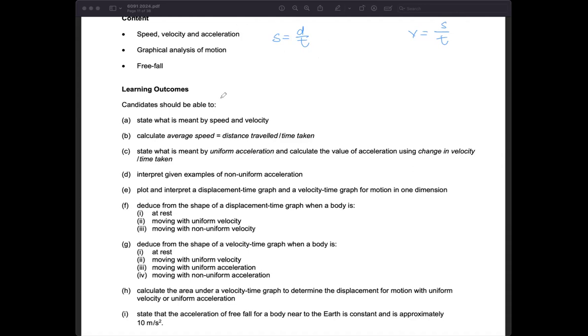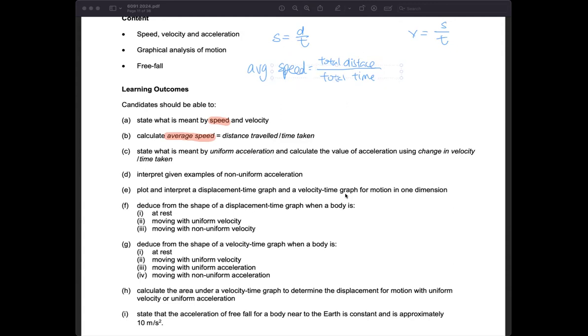Then you also need to remember another different definition. Speed and average speed are different things. Speed, as you can see over here, is distance over time. So what is average speed? Average speed is equal to total distance traveled over total time taken. So what's the difference between these two? They look the same to me.